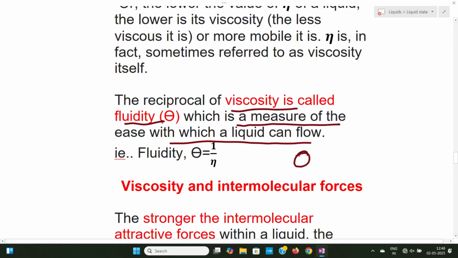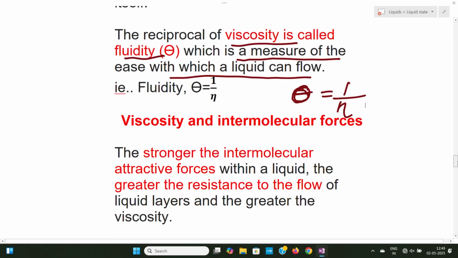This we can represent by theta. Theta is equal to 1 by eta. Theta is the fluidity, which is the reciprocal of viscosity.